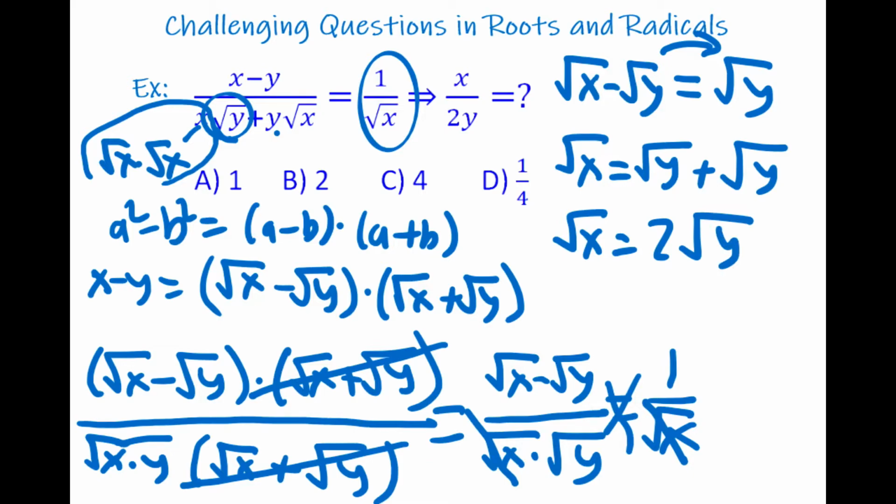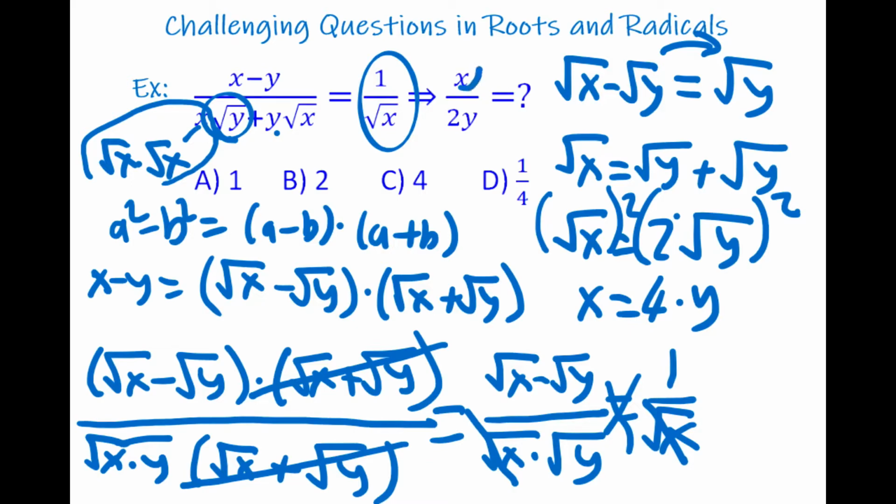And now if I take the square of both sides, the left part is going to be x, and on the right part, that square is going to apply to both the 2 and the square root of y. So we're going to have 4 times y, right? So that means x can be written as 4y. So if you put 4y instead of this x, 4y divided by 2y, y values are gone. So 4 divided by 2 is going to give us 2, which gives us the answer as B, guys.